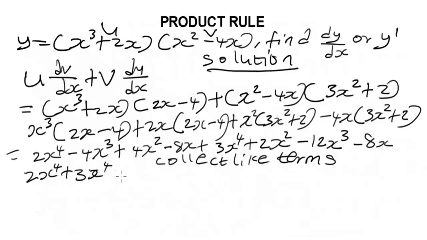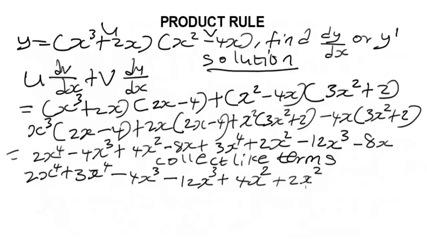Okay, now let's continue with the one that has power 3. We have minus 4x raised to the power 3, okay, we have minus 12x raised to the power 3. Right, then let's go to power 2. We have plus 4x raised to the power 2, okay, we have plus 2x raised to the power 2.